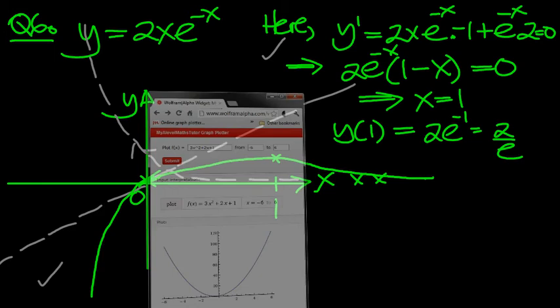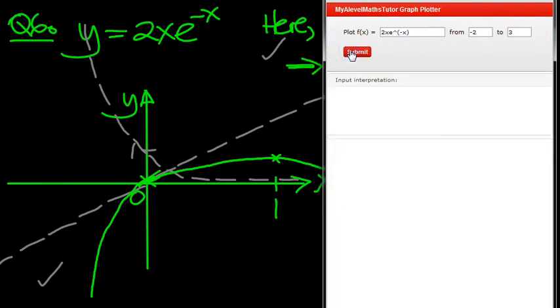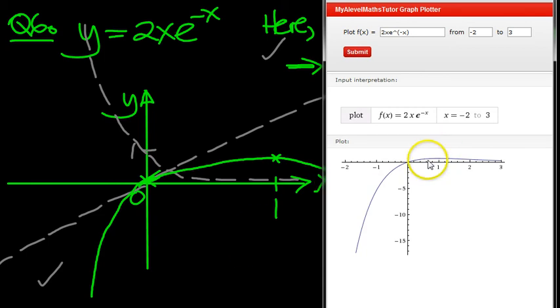Okay, let's confirm that with a sketch now. So 2x e to the power bracket minus x, I'll just write that down. Let's do it from minus 2 to 3, say. And then plot that. And we can see the characteristic shape. It shoots off to minus infinity on this side, as we said, turns into a maximum at 1, and then twists back on itself and turns to the value 0.